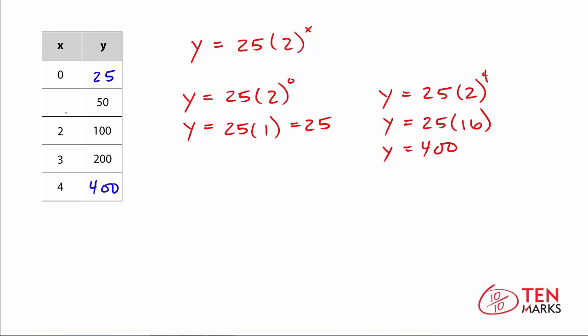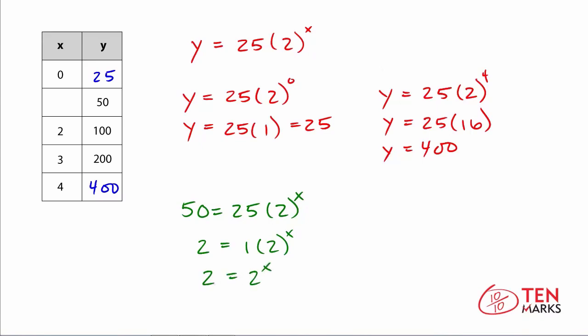Now we're still missing one value, and that's when y equals 50. Now to do this, substitute the value of 50 in for y, and this is going to be equal to 25 times 2 to the power of x. Divide both sides by 25. 50 divided by 25 is 2. 25 divided by 25 leaves you with 1, and then times 2 to the power of x. Simplifying this, you have 2 equals 2 to the power of x.